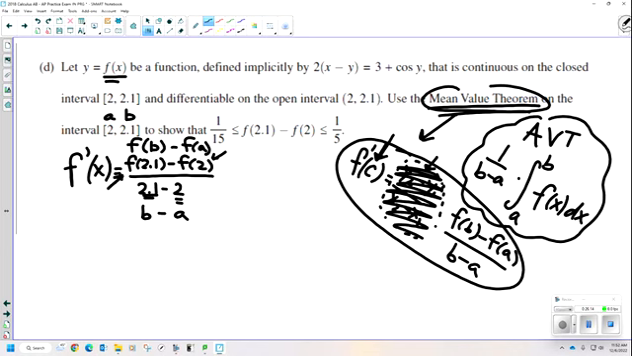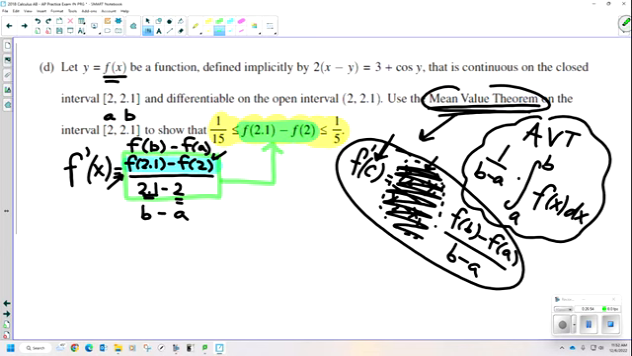Now let's take a look at what they want us to show. They want us to show this here. What should jump out is, you see this right here? That's the numerator. So what I'm going to do right now is take this right here and plug it right in the middle here. And I'm going to try and isolate my f of 2.1 minus f of 2. All right? We okay? All right.